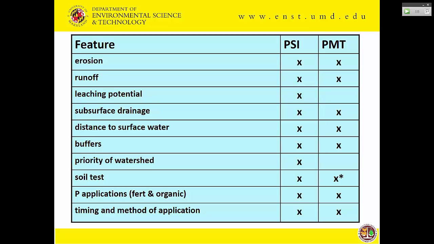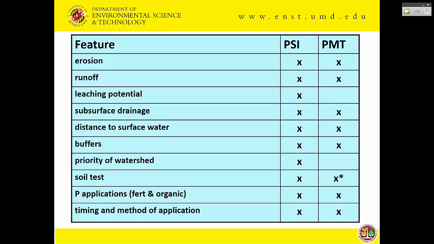Subsurface drainage and distance to water, you're going to see them in both. Buffers, both. Priority of watershed, and this is where are you in the state and how vulnerable or polluted is your watershed already. Used to be there was a hierarchy, and some watersheds were scored more heavily because of condition of them. Well, now with the TMDL, the decision was made, look, the whole state's under a TMDL. Let's not say one watershed's better or worse than another, or deserves more protection than another. So that's dropped out of the new tool.